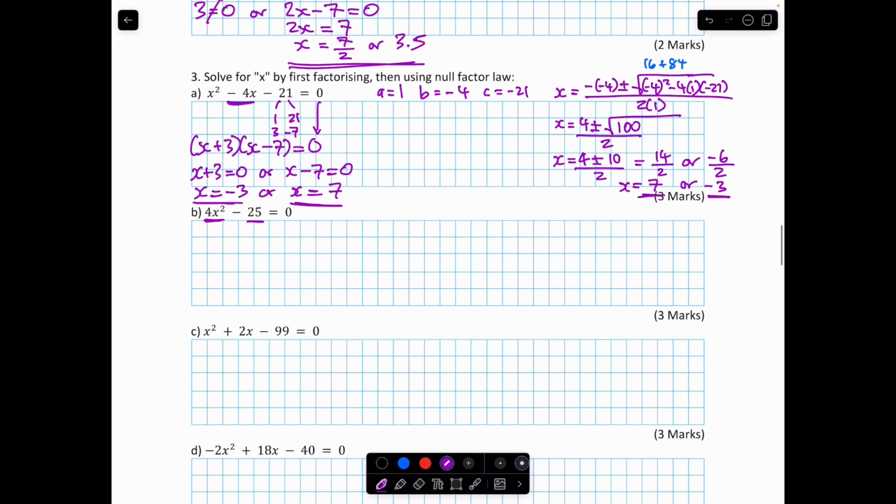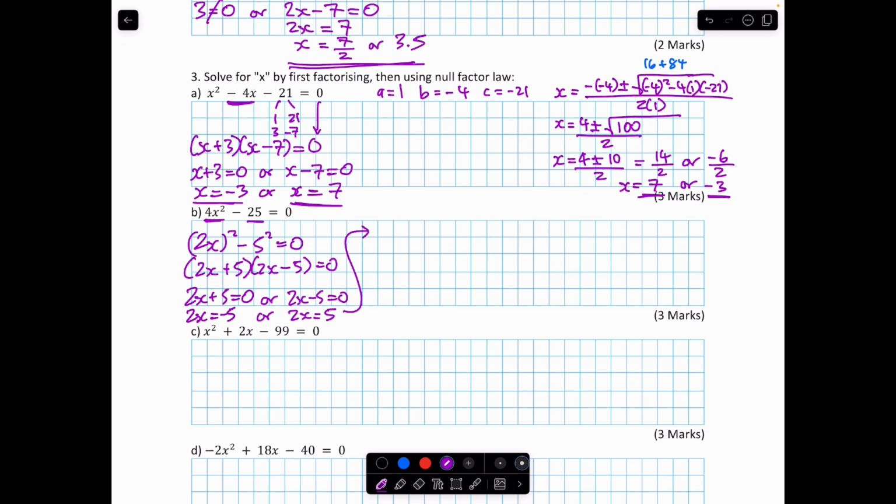But it's two square numbers. You've got difference of two squares here. You've got 2x squared, take 5 squared is equal to 0. So that factorizes to 2x plus 5, 2x minus 5 equals 0. So null factor law now: 2x plus 5 equals 0, or 2x minus 5 equals 0. 2x is equal to negative 5, or 2x is equal to 5.